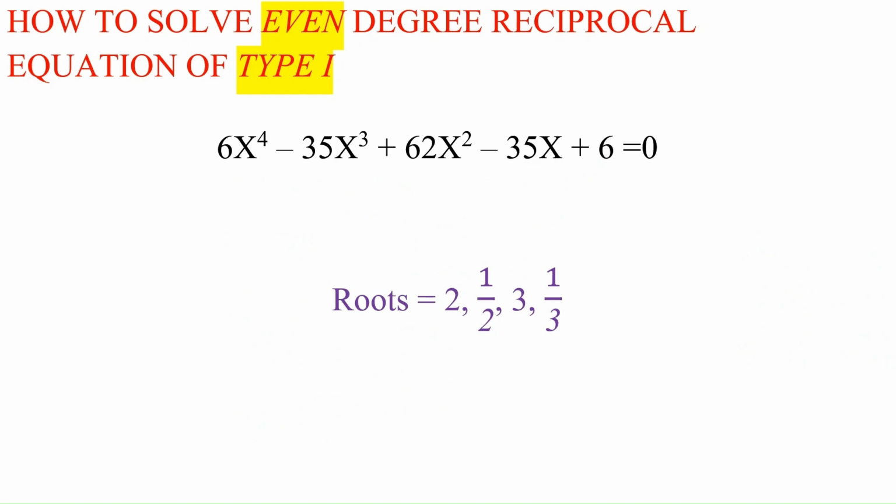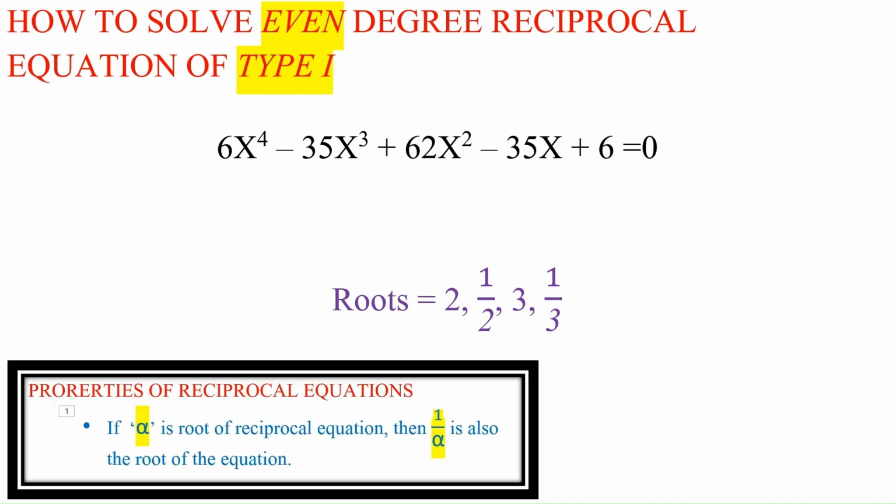Recollect the point we have seen in the earlier case. When we have alpha as a root, even 1 by alpha will be a root. That we can observe here. This is alpha, then 1 by alpha. If 3 is alpha, 1 by 3 is 1 upon alpha. So the reciprocal of the root will also satisfy the equation. Now we know how to solve an even reciprocal equation of type 1. We'll see how to solve the remaining cases that we have discussed in the earlier slide.